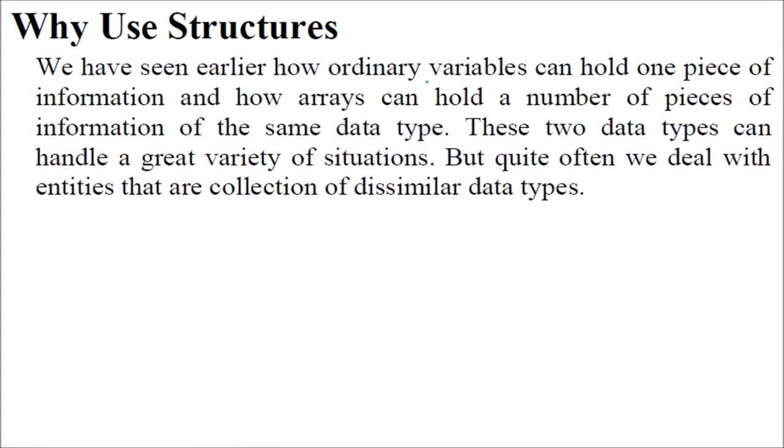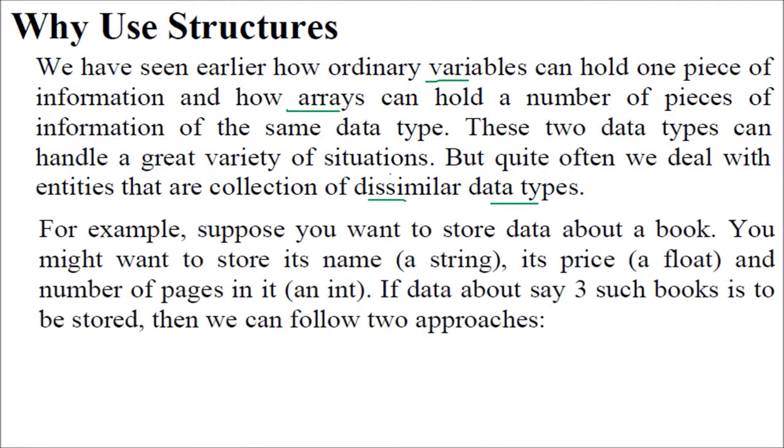Ordinary variables can hold only one piece of information, and if you talk about arrays, they can store a number of pieces of information of the same data type. But when you want different data types to be kept, that is dissimilar data types we want to keep, for that we would require structures.